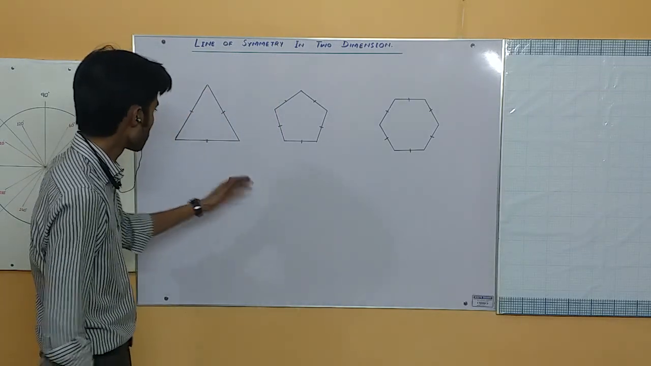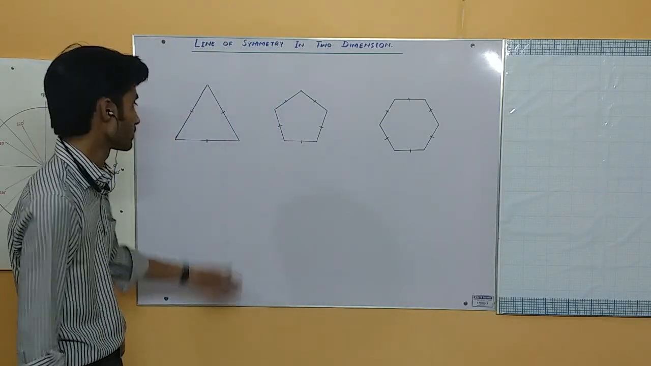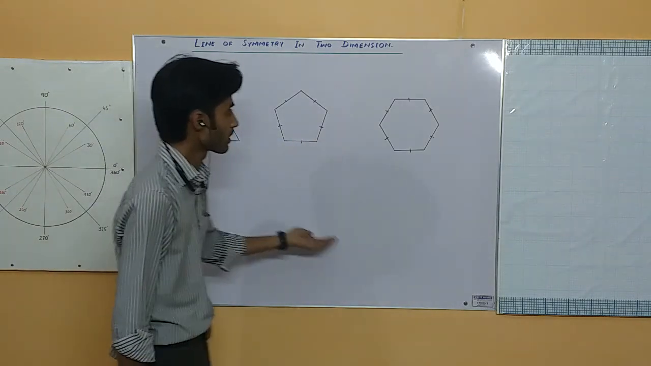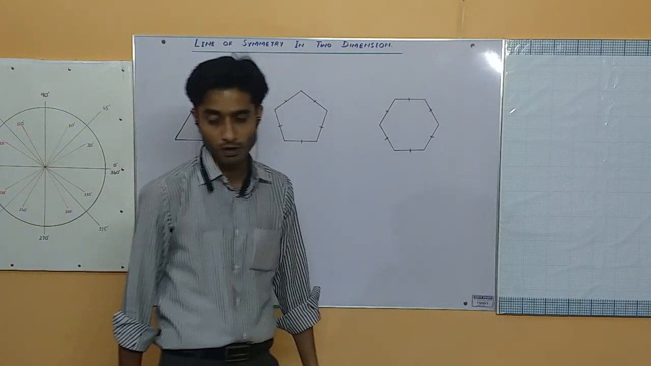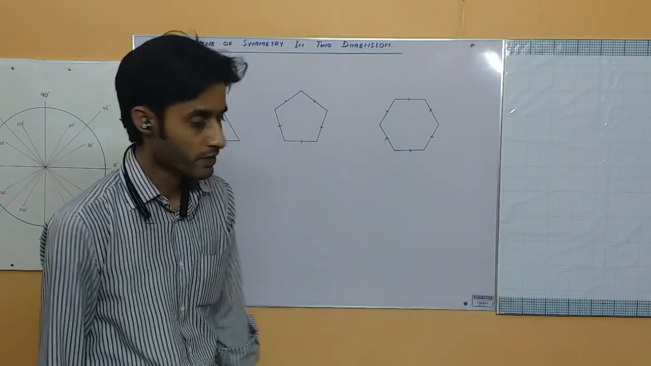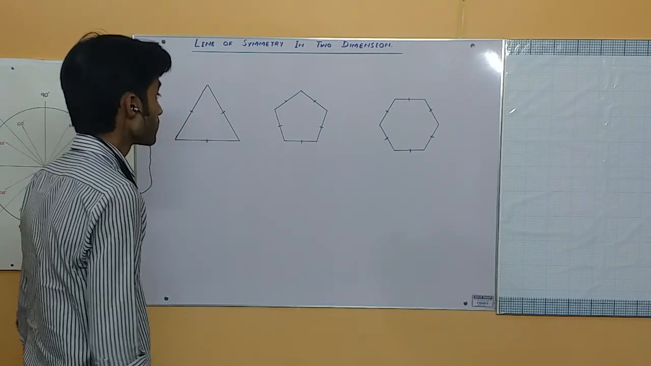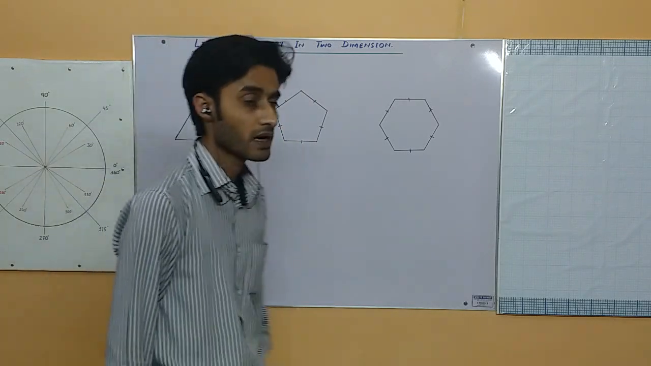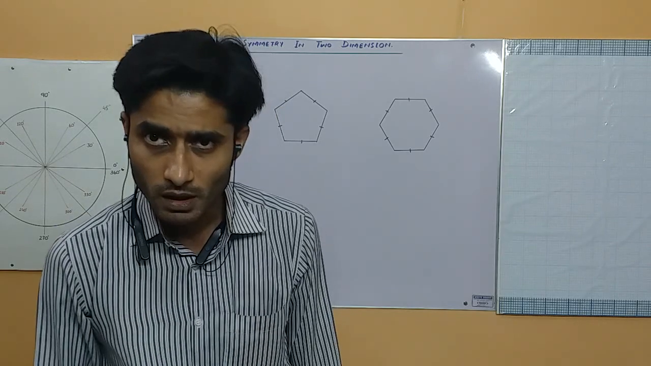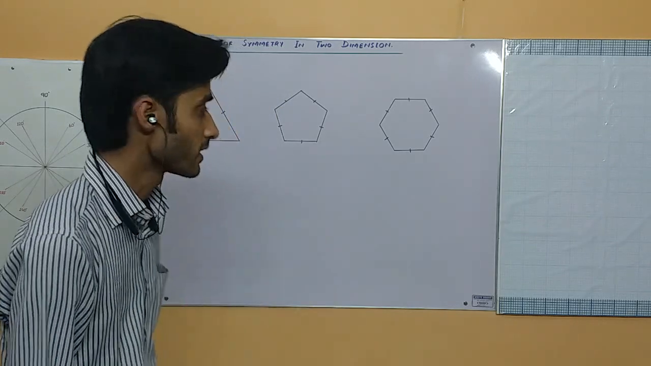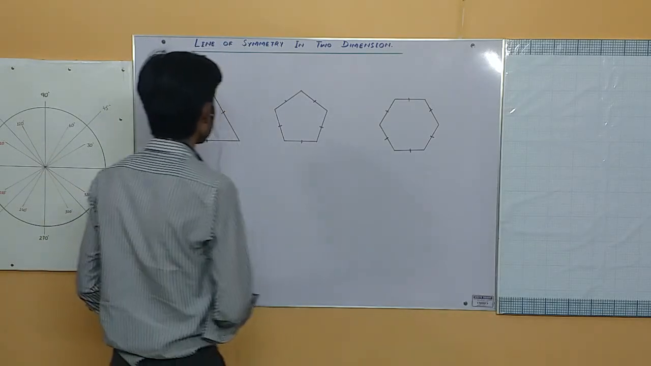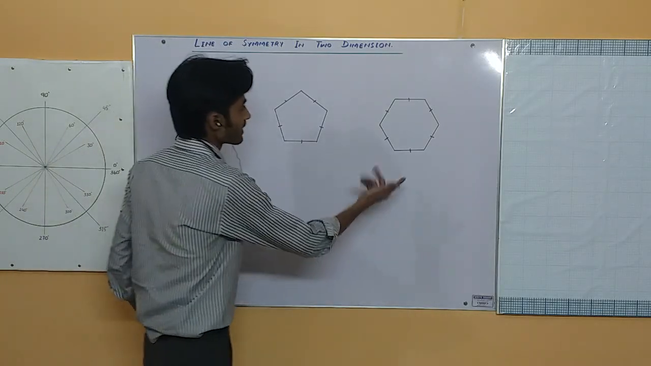Now there are a few shapes. These are all regular polygons. This is an equilateral triangle. This is a pentagon, and this is a hexagon. Now I want you to draw lines of symmetry on these shapes so that these shapes are divided into two mirror images or into two symmetrical shapes. Okay, so first of all, let's start with this one.